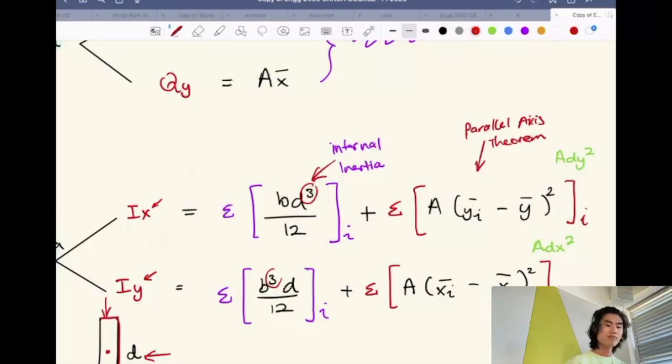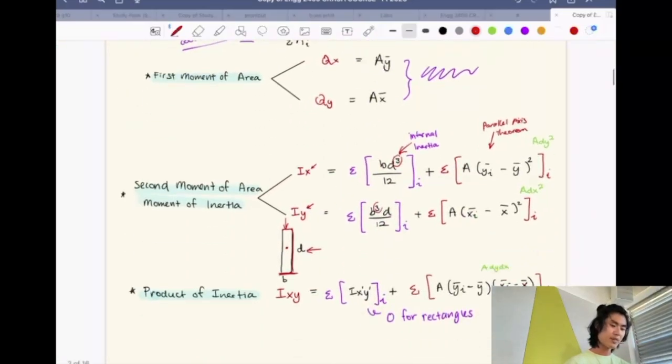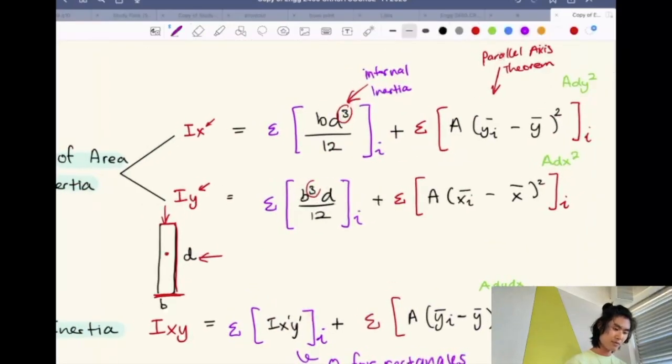And this is only for shifts, particularly when you have a centroid and composite shapes. You guys have seen the parallel axis theorem in 1300? Yeah? So it's kind of similar. This is just the... Sorry, that's when you move the moment of inertia.